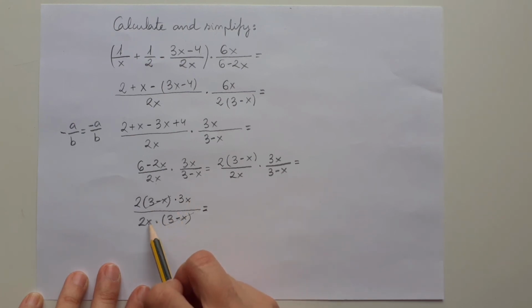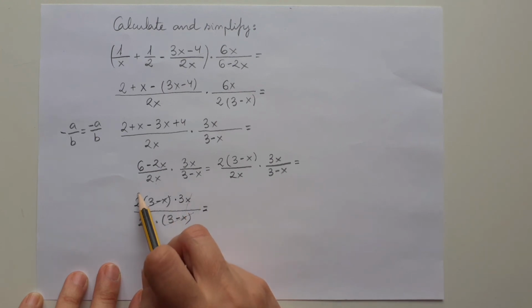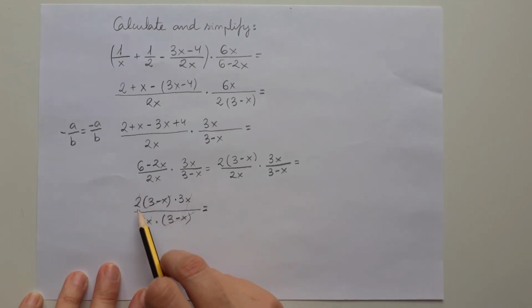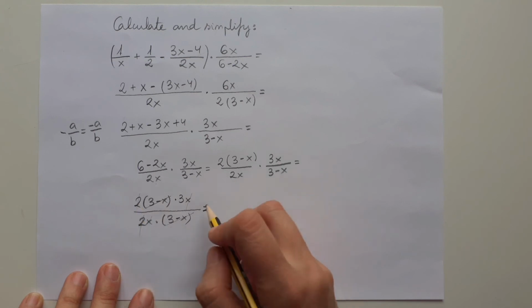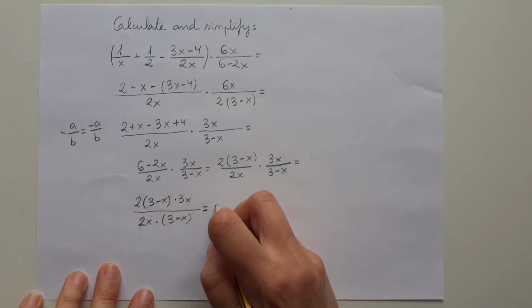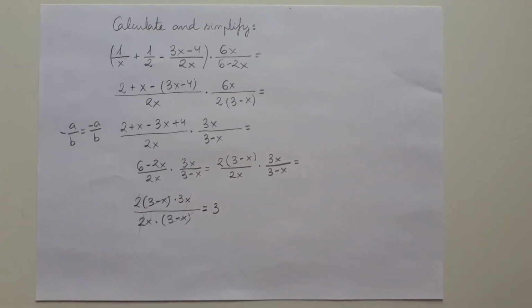Then I have x and x. I can cancel them out. And I have 2 and 2. Again, I divide by 2 numerator and denominator. So the result is 3, just 3. All right? And it's over.